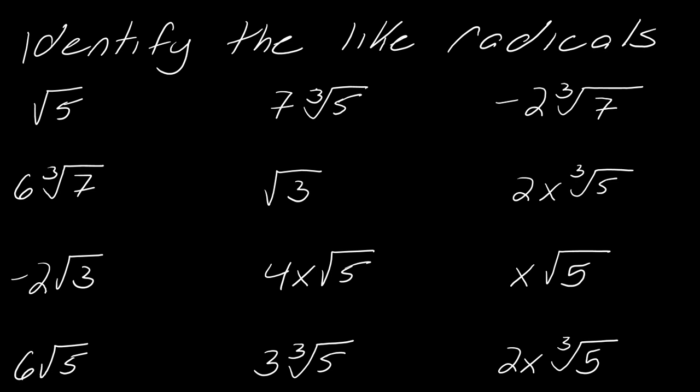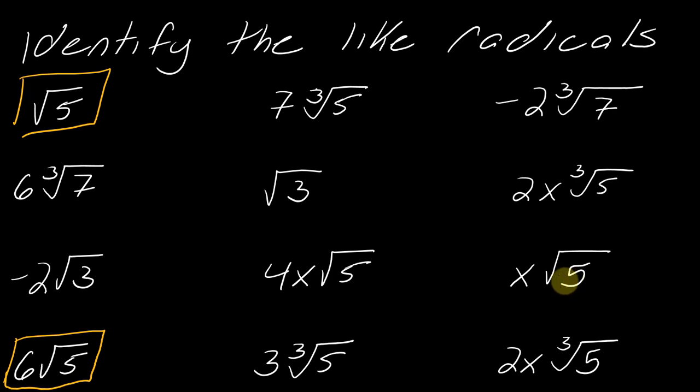Okay, so the first thing that we need to discuss is the concept of like radicals. Like radicals are very similar to like terms. Like radicals require that you have the same index, and then the same number underneath. For instance, I have here the square root of 5. I am looking for any other term that has the square root of 5 with it. As I look through here, I have 6 times the square root of 5. I know it's at the bottom of the screen, so it might be a little harder to see, but these two would be considered like radicals.